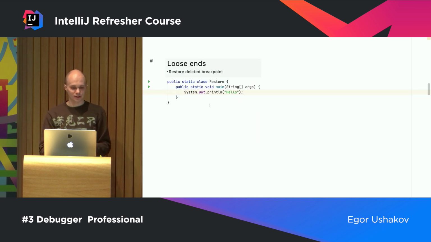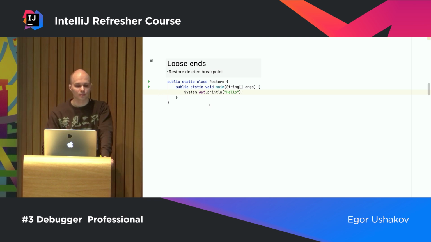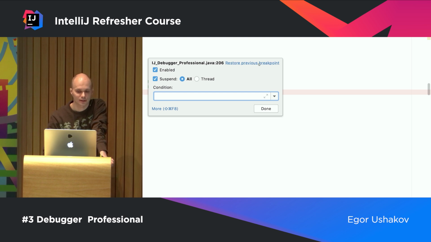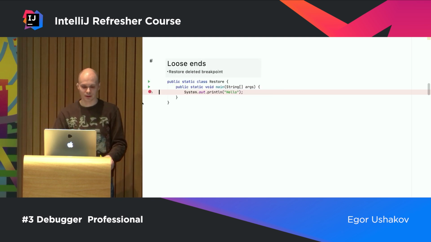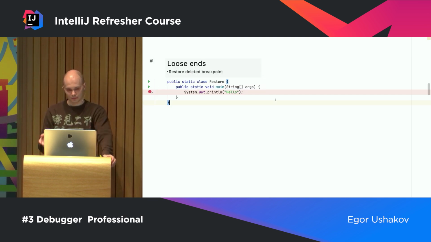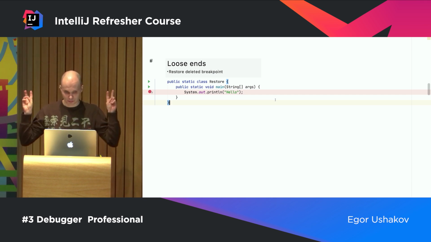Another way to do that, so I deleted it again. Well, not accidentally, but anyway. Another way to restore the breakpoint is to set a breakpoint back. Of course, it doesn't have any setup, but it has this nice link, restore previous breakpoint, because it knows that you have just deleted a breakpoint on this line. So you can click here and restore your breakpoint. And later in the presentation, I will show you another, more proficient way to handle this.